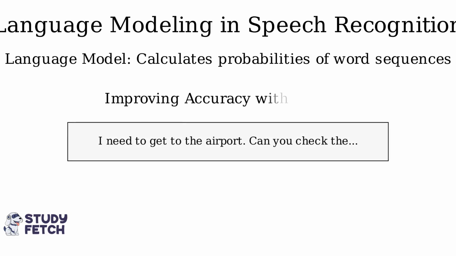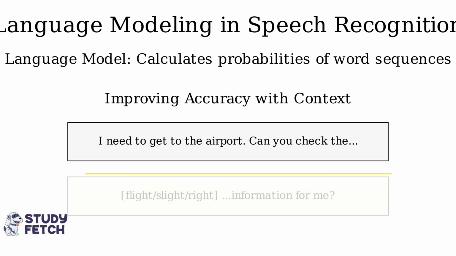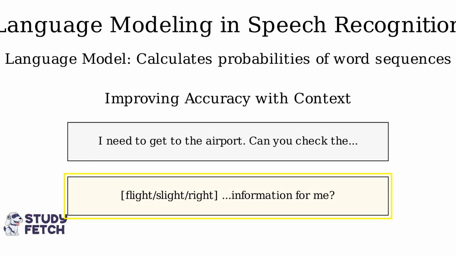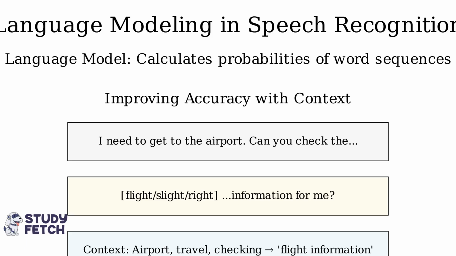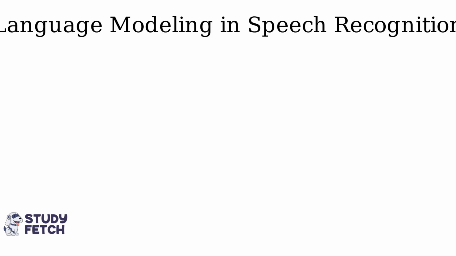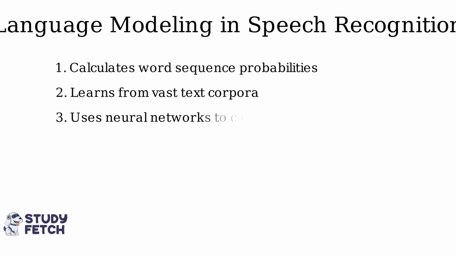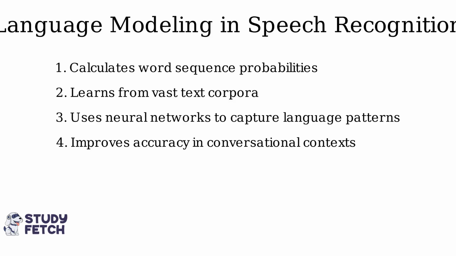Language models excel at resolving ambiguity in speech by considering conversational context. When speech contains sounds that could be interpreted as different words, the language model uses context to determine the most likely option. In this example, the model recognizes that flight information is much more likely in an airport context than slight information or right information. To summarize, language models are essential for speech recognition because language modeling provides the contextual understanding that makes modern speech recognition systems truly effective.